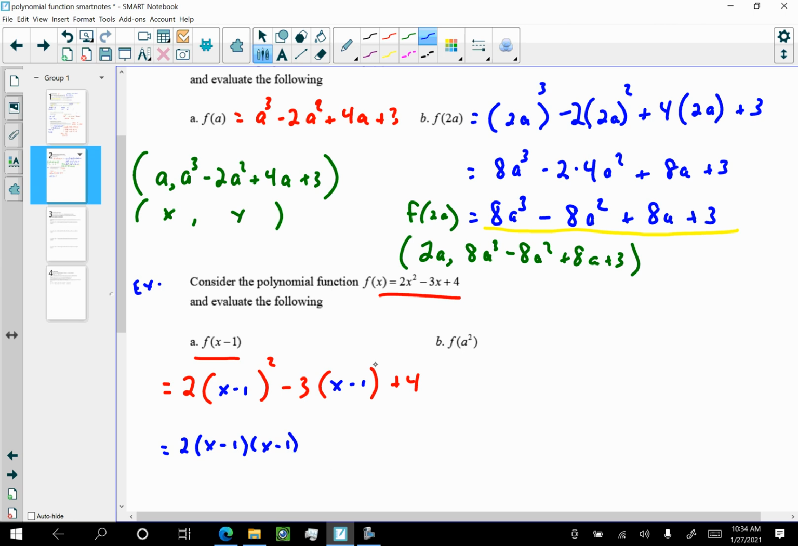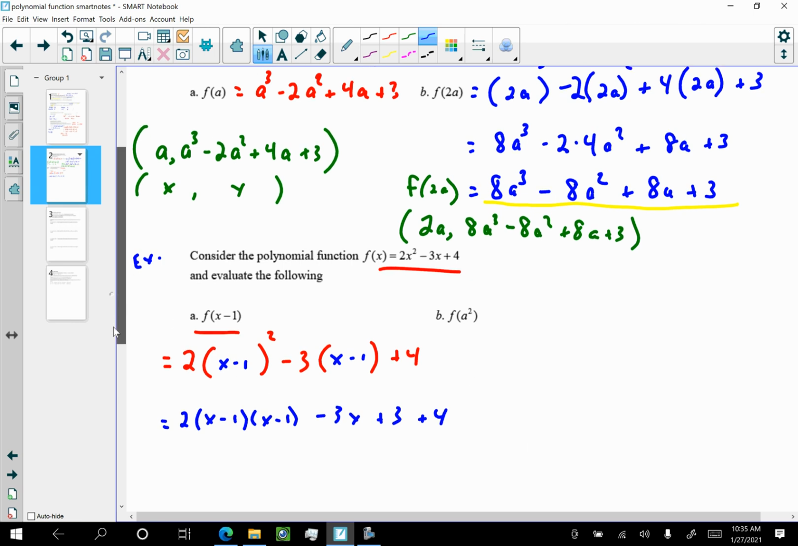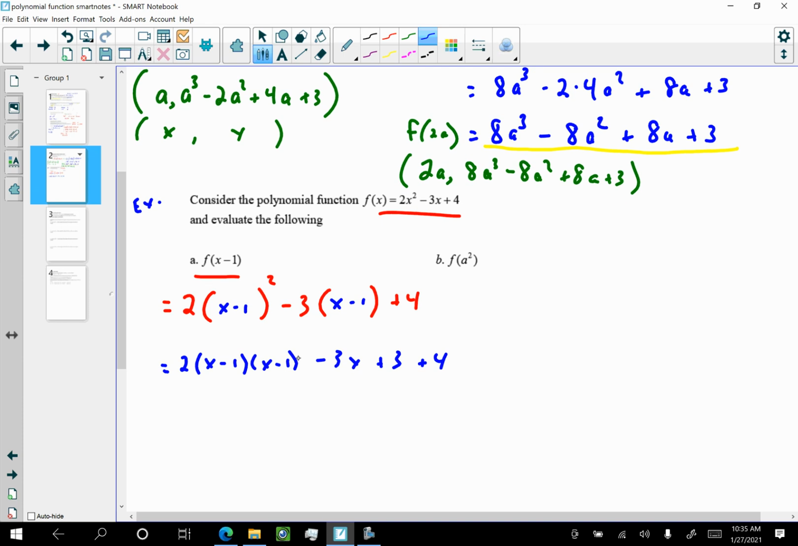We can distribute this because there is no power here. This is going to be negative 3x plus 3 plus 4. And before I multiply by the 2 on that first term, I'm going to multiply the x minus 1 squared, and this is going to be 2 times x squared minus 2x plus 1. That's what x minus 1 times x minus 1 is. Don't forget the minus 3x. A lot of steps here.